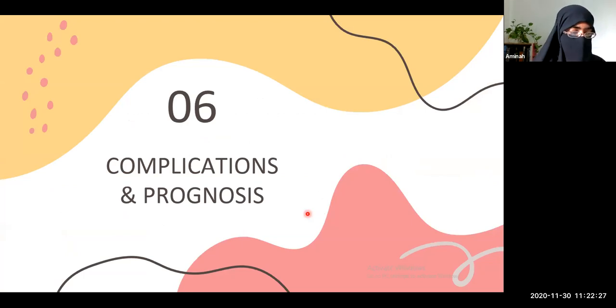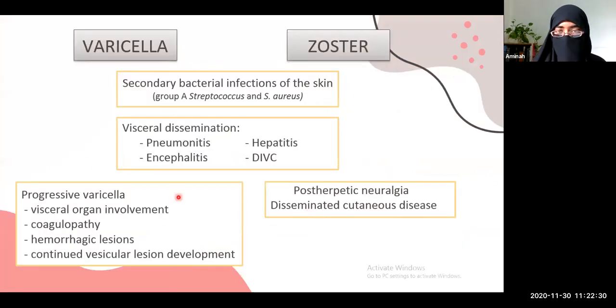So let's move on to the last part, which is the complications and the prognosis. The most common complication in both varicella and zoster is the secondary bacterial infections of the skin. Usually it is mild, but in immunocompromised patients, these can lead to severe complications of the bacterial infection, like toxic shock syndrome or necrotizing fasciitis. Also in immunocompromised patients, where the host immune response is not enough to stop the viral replication, the virus can disseminate to the organs and cause inflammation there. So complications include pneumonitis, encephalitis, hepatitis, disseminated intravascular coagulopathy.